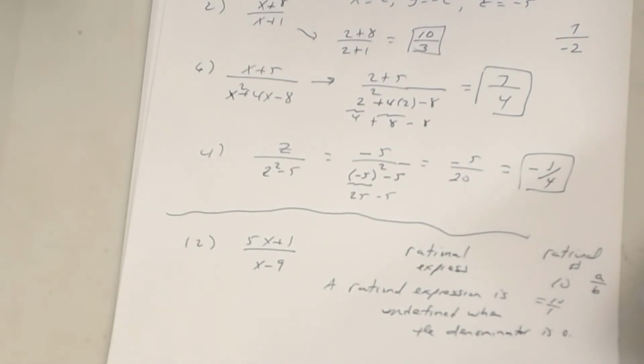And so all you do in this set of problems, to find out where this rational expression is 0, all you do is take the denominator and set it equal to 0. Do you do anything with the numerator? No. The numerator is not used at all. It's the denominator you're looking at.